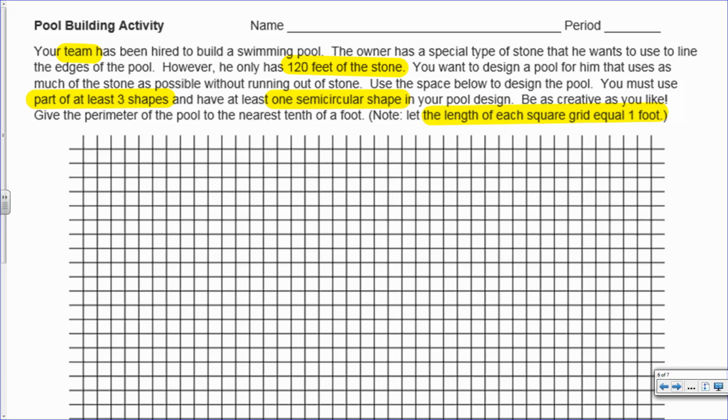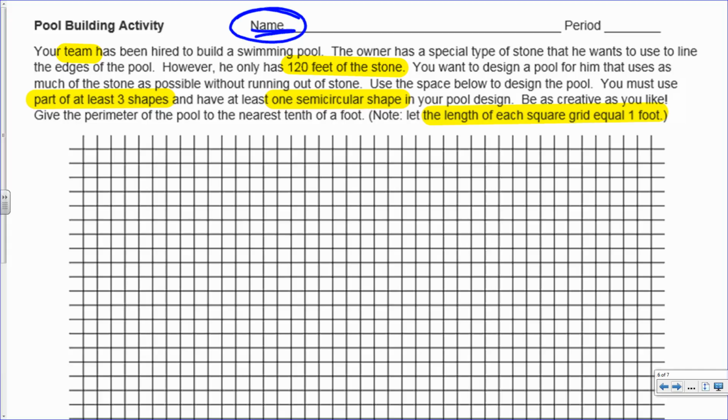So let's look at the assignment. You will be receiving a sheet of paper. Let's read through these instructions together. First of all, it says your team has been hired to build a swimming pool. Your team may consist of 1 person or 2 people, no more than 2. Make sure that every name is on the final project. If you do one as a rough draft and a final, that's fine.